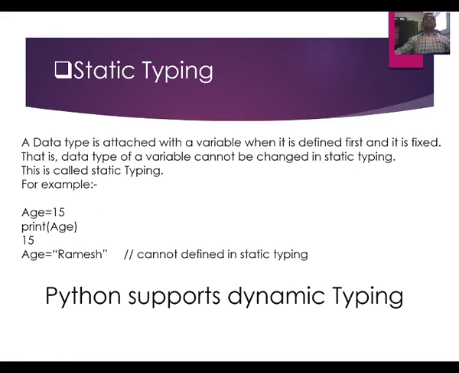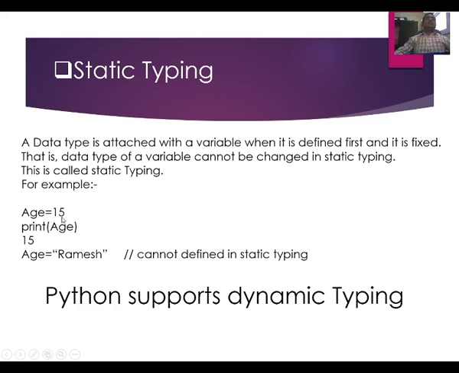Next, static typing. Static typing means when we fix a value type to a variable, it will not change. A data type is attached to a variable when it is defined first and it is fixed. That is, if we define a variable as an integer, it will remain an integer. If we define a variable as a string, it will remain a string always. That is, the data type of a variable cannot be changed in static typing. This is called static typing.